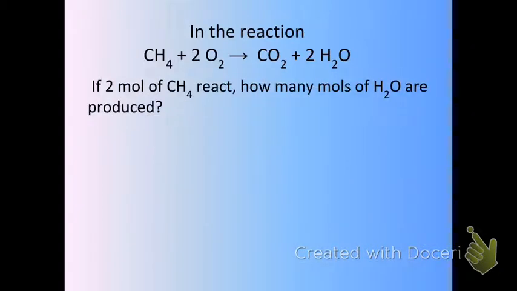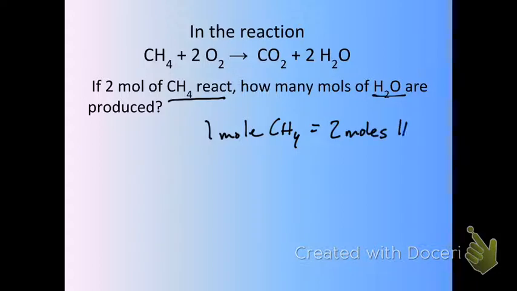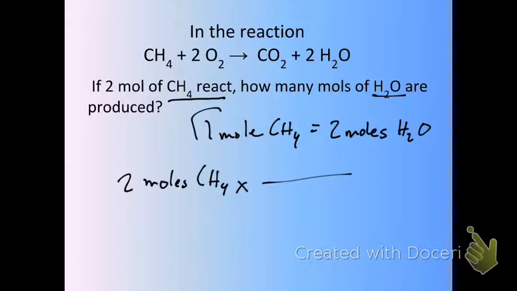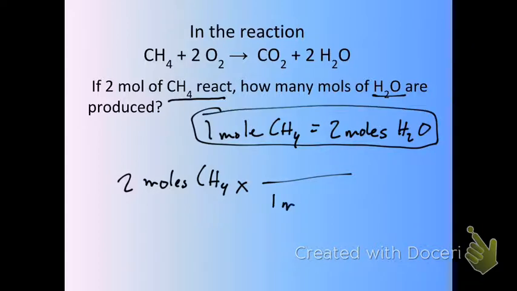Let's try this one. It says if 2 moles of CH4 react, how many moles of H2O are produced? So what are we comparing? We want to figure out the ratio between CH4 and H2O. For 1 mole of CH4, we get 2 moles of H2O. So if I start with 2 moles of CH4, I'm going to use this as my conversion factor. For every 1 mole of CH4, I get 2 moles of H2O. So this gives me 4. 2 times 2 is 4, right? 4 moles of H2O.